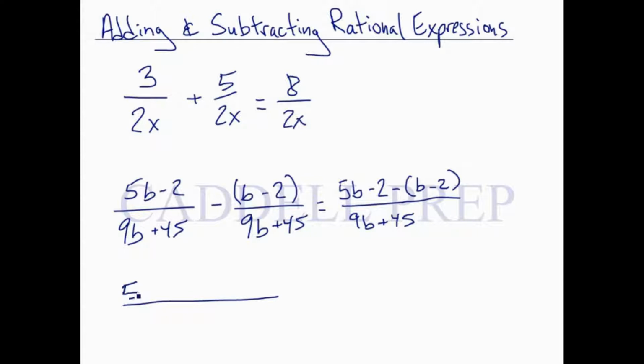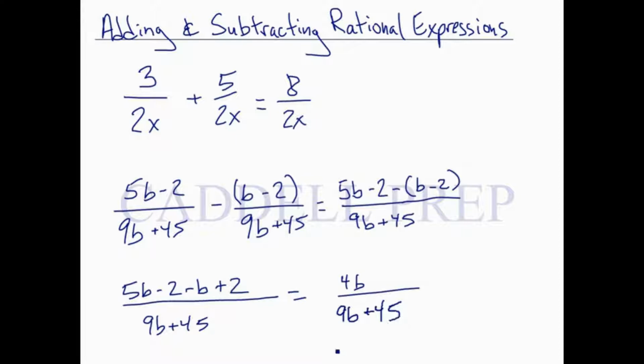So we still have 5b minus 2. This is going to be minus b. Then we distribute it here, we get plus 2. It's still over 9b plus 45. But now we can combine like terms. So 5b and negative b is going to give us 4b. Negative 2 and positive 2 actually cancel out. We just have 4b in the numerator, and we have 9b plus 45 in the denominator.